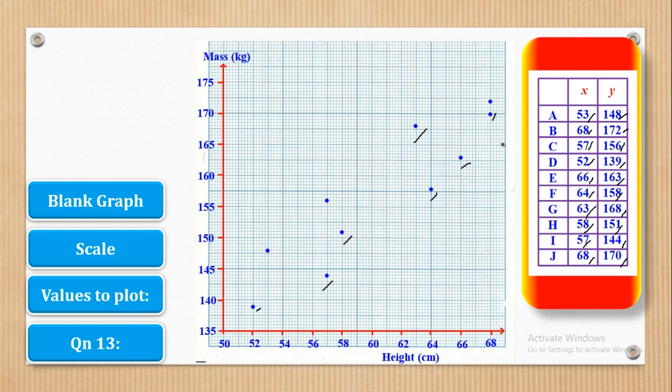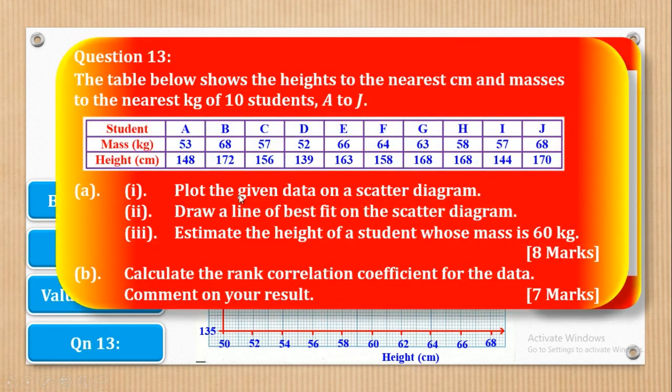So you have plotted all the points, but after plotting all the points, you have to remember to include the mean point. Basically what you have done is answer part A, which says to plot the given data on a scatter diagram. Now Roman 1 is done.